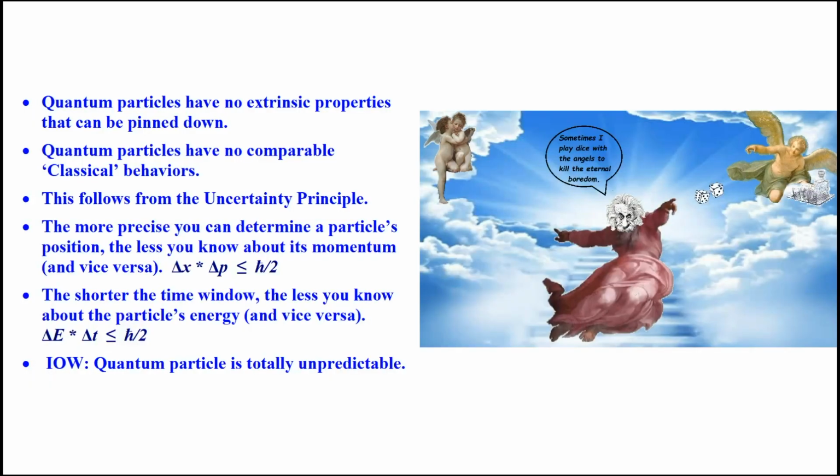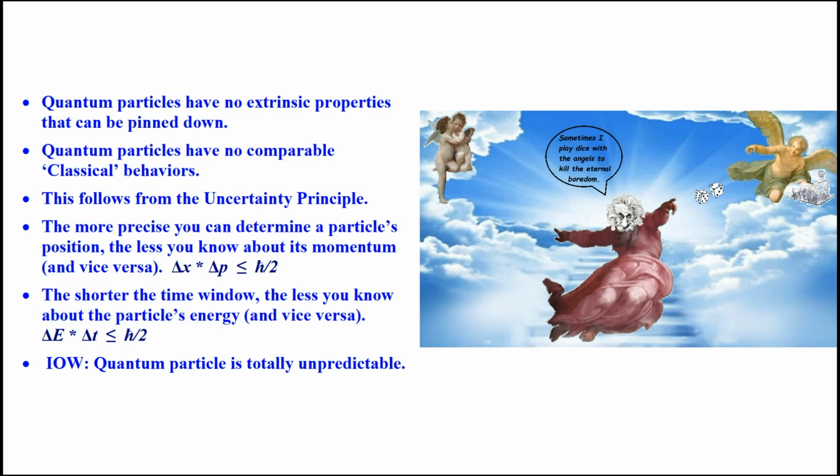Okay, here we have one of the problems that quantum particles have because of that. It says quantum particles have no extrinsic properties that can be pinned down. Quantum particles have no comparable classical behaviors. So if you were thinking about a particle rotating around itself or something along those lines, or even spinning around, like in the case of the electron spinning around the proton, they say that's not true. They teach you that in high school, but when you get to the university level, they try to kill that notion completely, especially if you're studying so-called mathematical physics.